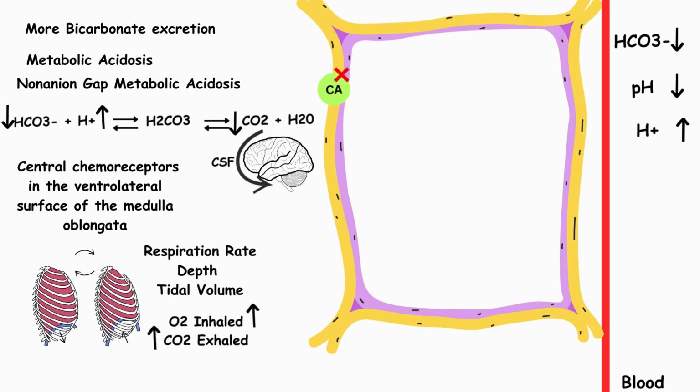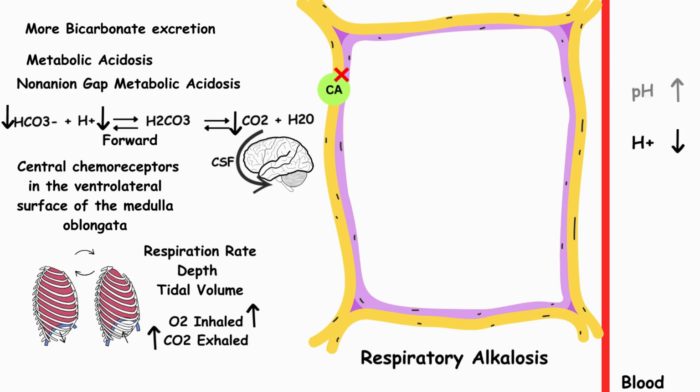Decreased carbon dioxide shifts the following reaction, and the remaining protons now react with bicarbonate to produce carbon dioxide, which leads to a decreased proton level in blood. Now this leads to a condition called respiratory alkalosis, increasing the pH of blood and compensating for the metabolic acidosis caused by carbonic anhydrase inhibitors.